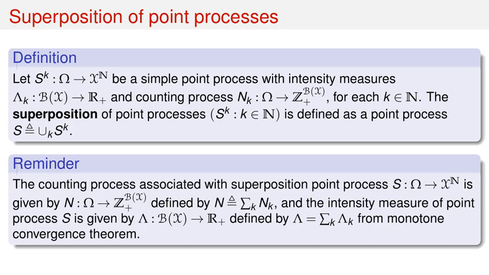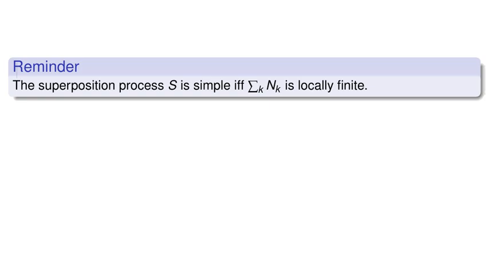As a reminder, the counting process associated with this superposition S is given by N, which is the sum of all N_k. And by the monotone convergence theorem, the intensity measure of the superposition S, denoted λ, is the sum of all λ_k. Another reminder, the superposition process S is simple if and only if the sum of N_k is locally finite, meaning N(A) is finite for any bounded set A.